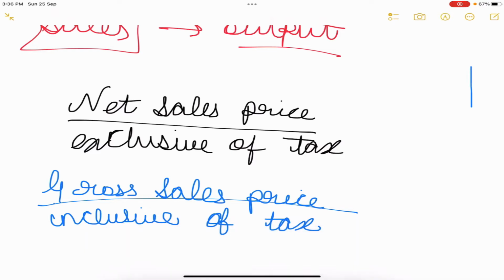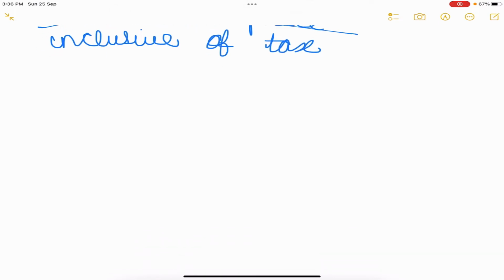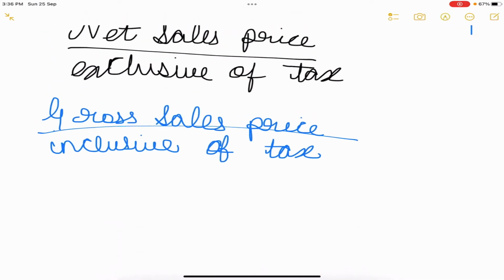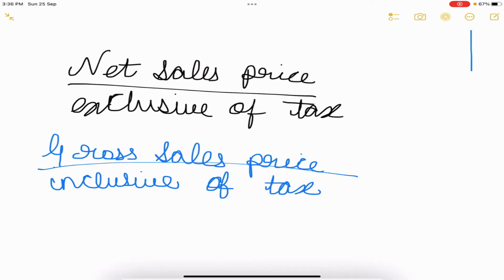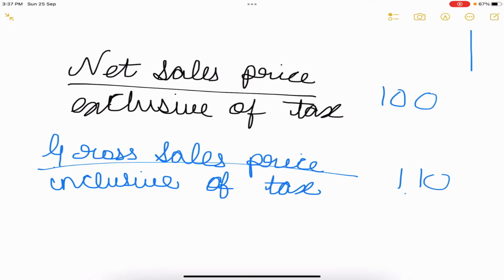So now tell me one thing. The biscuit example or the chocolate example we've taken, 100 and 110 rupees, right? So what do you think? What is the net sales price? What is the actual price of the chocolate? It is 100, right? It has no tax included. Now when you talk about gross sales price, what is the gross sales price of the chocolate after including all the taxes, which was 110? Easy, clear. Okay, now let's move on.